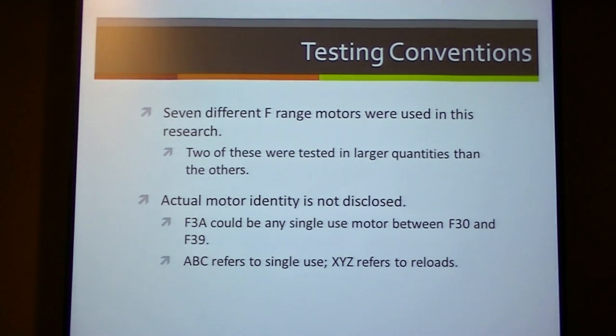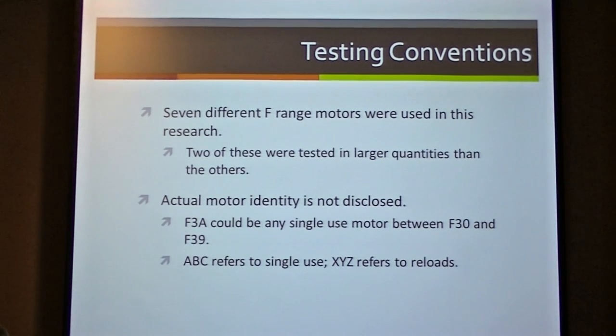There are seven different F spec motors used in this. I'm not going to identify the actual name or spec of those motors, since that's not really what I'm trying to get at. However, I did come up with a system of naming these. An F3A could be in a single use between an F30 or an F39. A, B, C refers to single use, X, Y, Z refers to reloading.